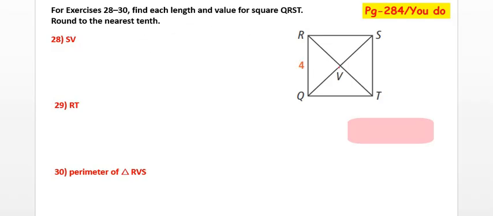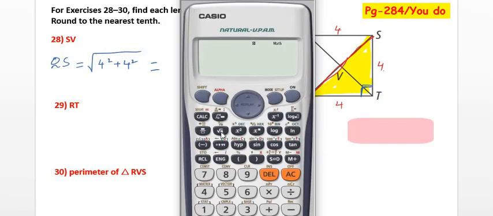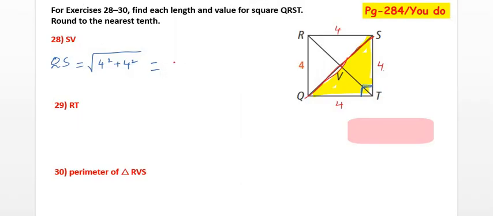So first of all, they want us to find how long SV is. Okay, now look at this one. As you can see from here, the answer is becoming 5.66, because I'm rounding it to 2 decimal places. Why am I rounding it to 2 decimal places? Wait, I'll explain it to you.